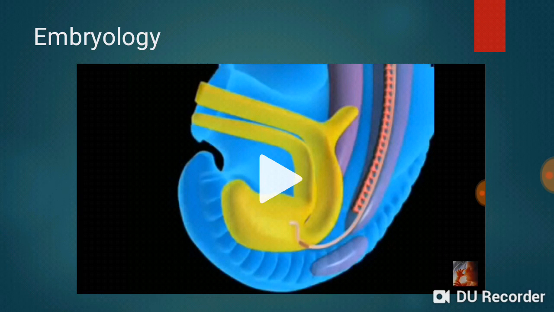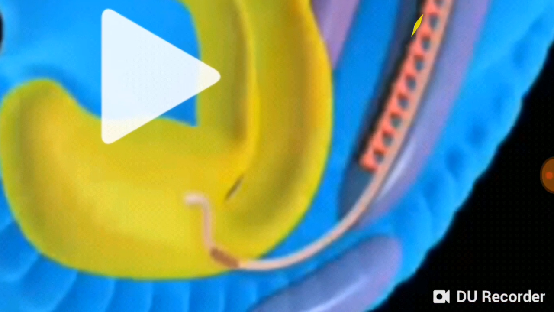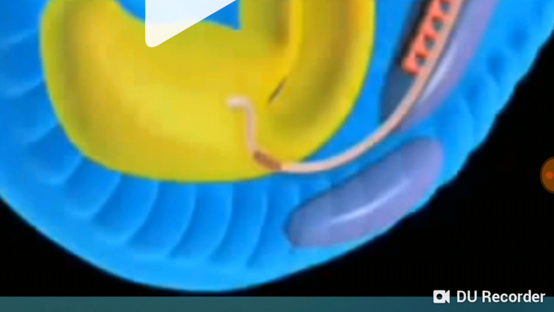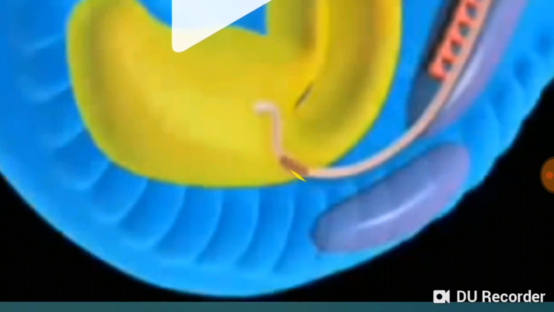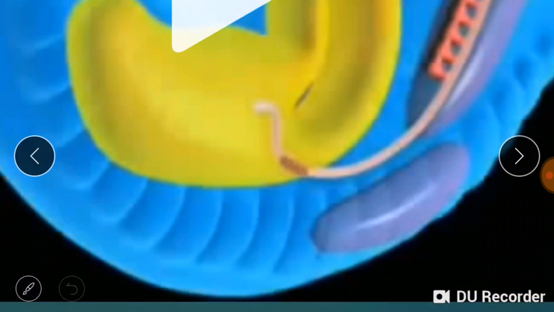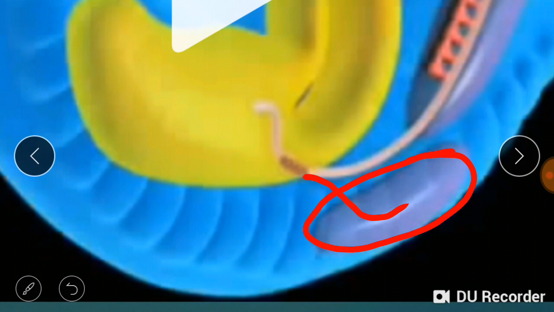Coming to the embryology of the development of the ureter, we can see that the ureters develop from the mesonephric duct as a ureteric bud. You can see the ureteric bud developing here. It grows into the metanephric kidney. This is the mesonephric duct, and the ureter grows like this, with the ureteric bud growing into the metanephros.